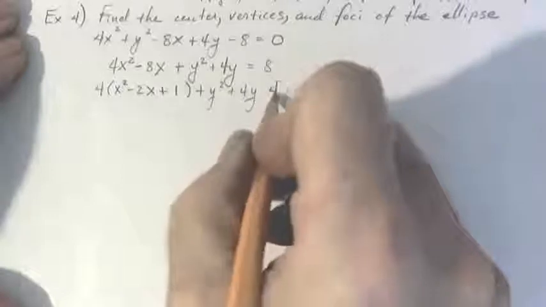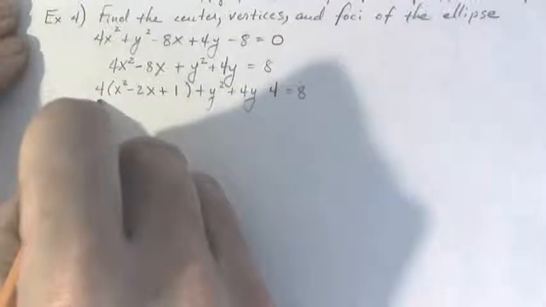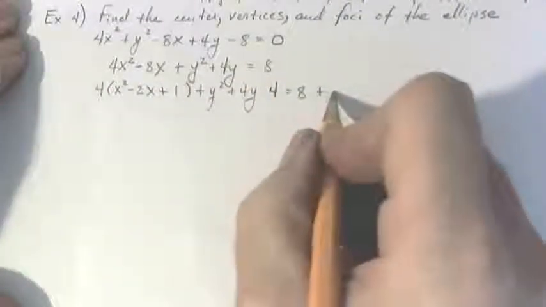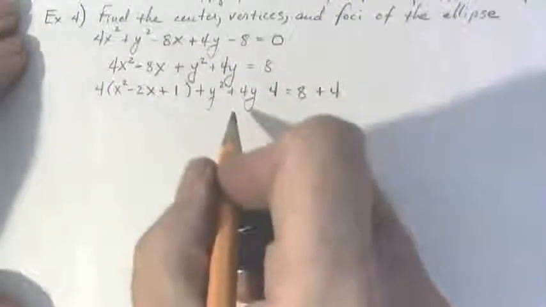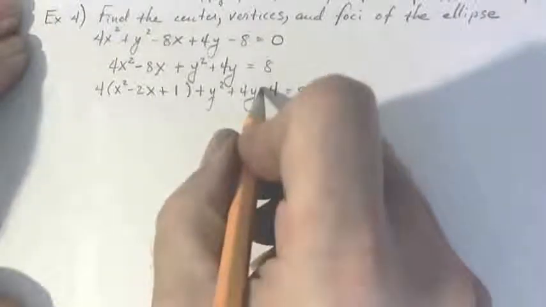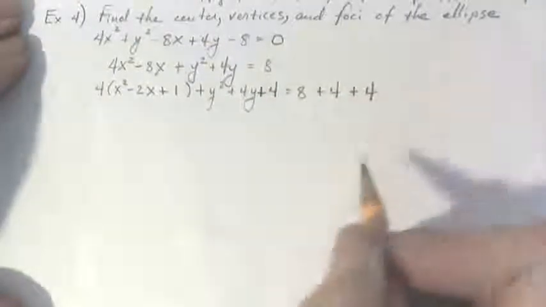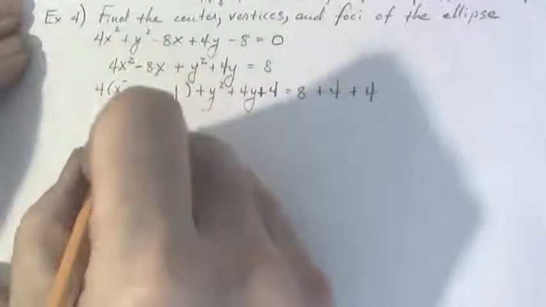2 squared is 4. When we put the 1 here, it gets multiplied by the 4, so we have to add 4 to the other side to keep the equation in balance. This 4 is not multiplied by anything, so we can just add 4 to the other side. Okay, factoring.